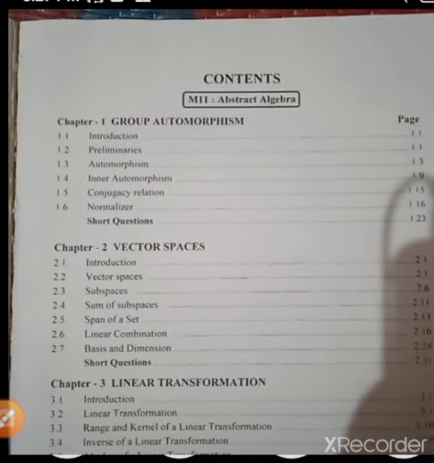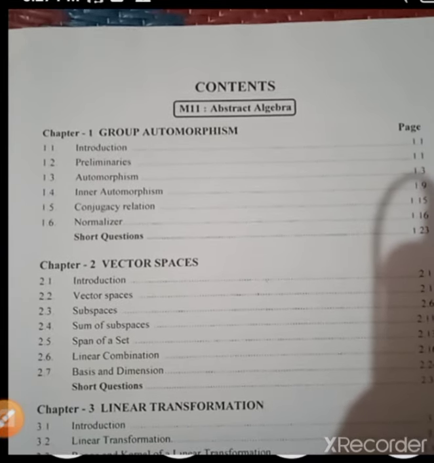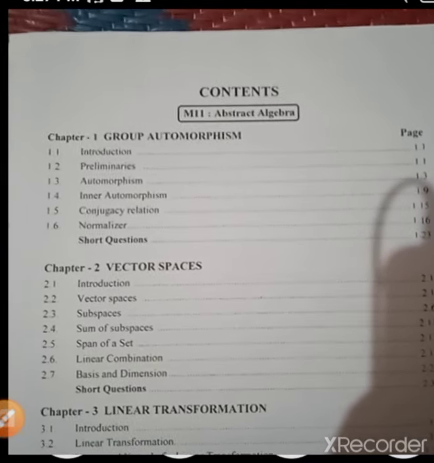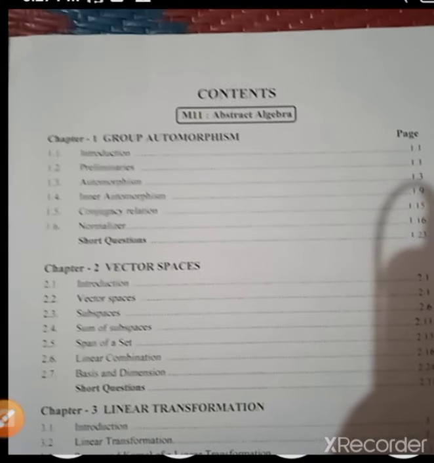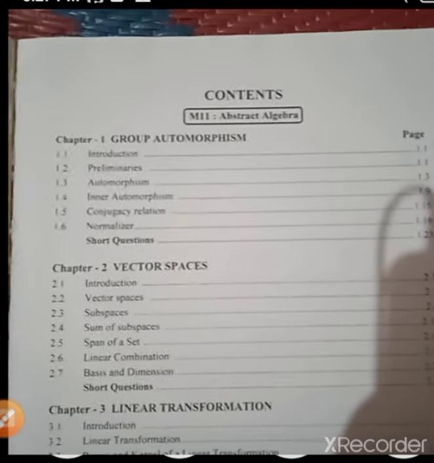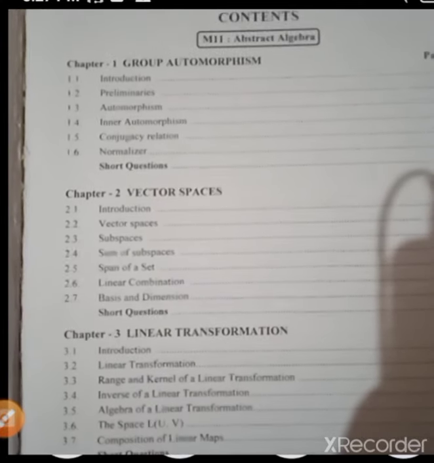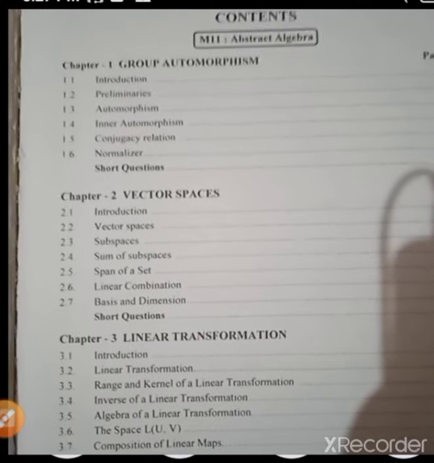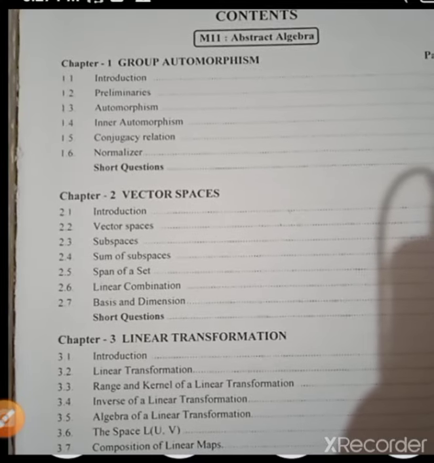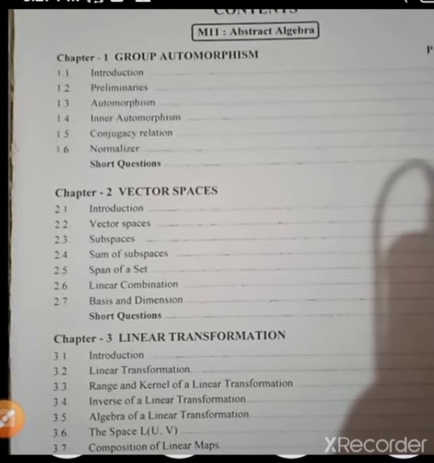So preliminaries, introduction, automorphism, inner automorphism, conjugacy relation, and normalizer. All these come in a group automorphism. And your second unit is vector space. So introduction, vector space, subspace, sum of subspaces, span of a set, linear combination, basis and dimension. All these come in a vector space.